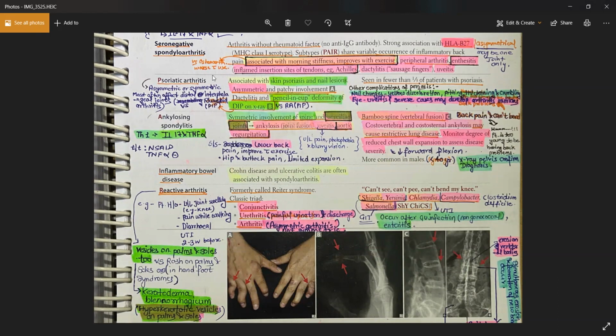Very important. Okay, and they can be symmetric or asymmetric, which means this condition could be unilateral as well as bilateral. Okay.